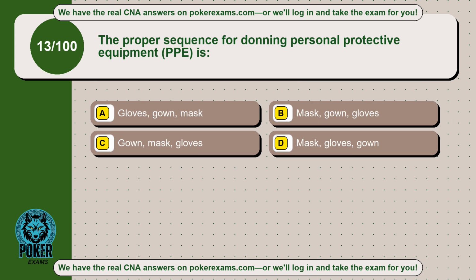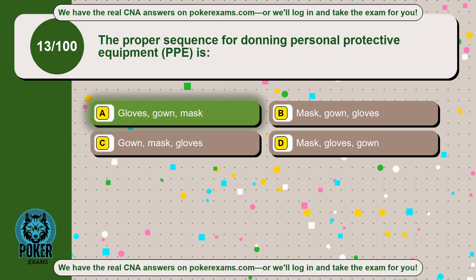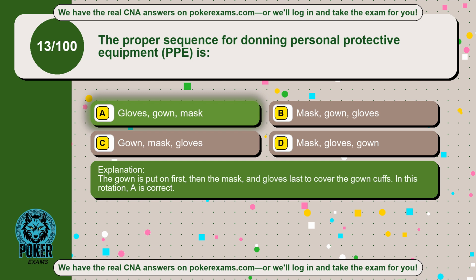Question 13. The proper sequence for donning personal protective equipment, PPE, is: Option A, gloves, gown, mask. Option B, mask, gown, gloves. Option C, gown, mask, gloves. Option D, mask, gloves, gown. The correct answer is option A. Gloves, gown, mask. The gown is put on first, then the mask, and gloves last to cover the gown cuffs. In this rotation, A is correct.